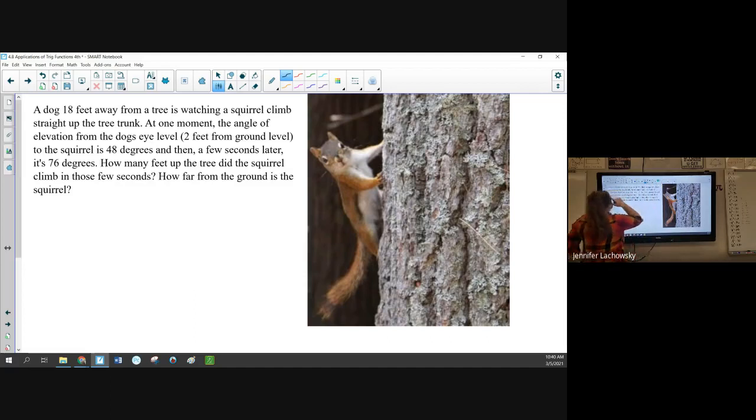We got a dog 18 feet away from the squirrel climbing up a tree. Okay, so we got a tree.